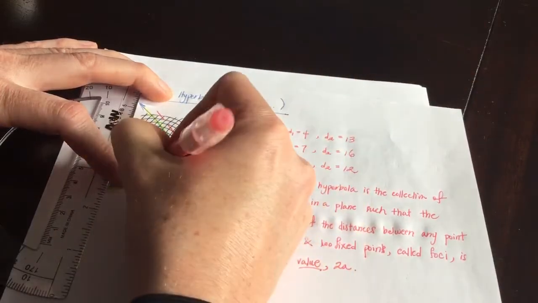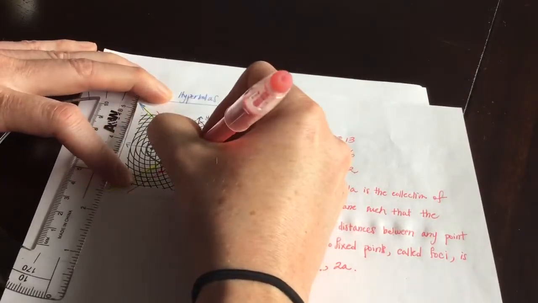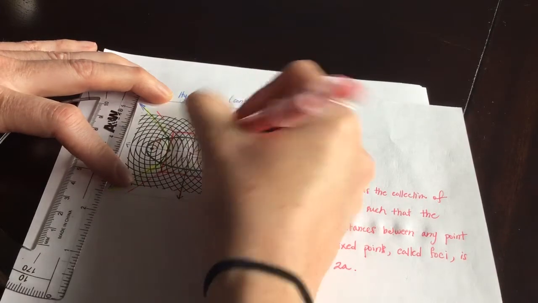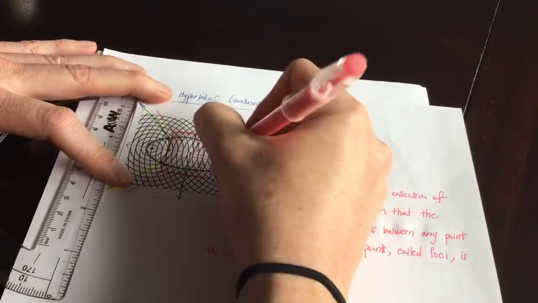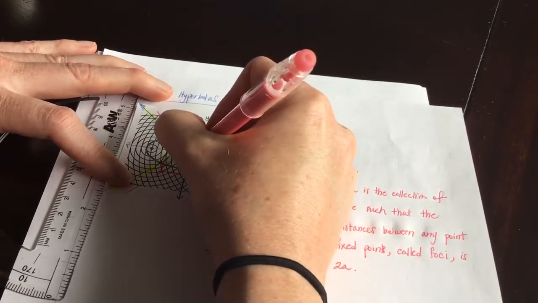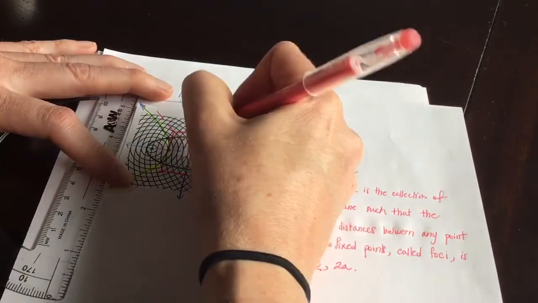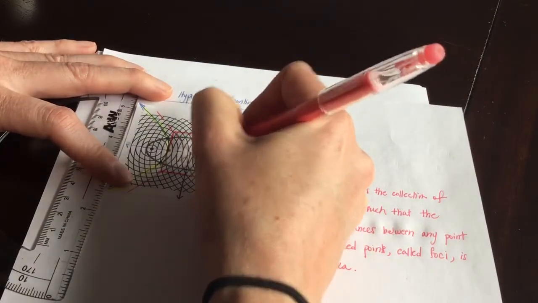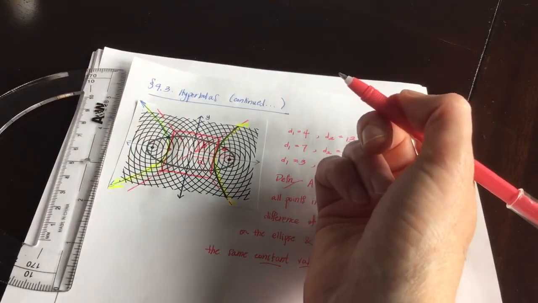Okay. So here's what this little boundary box helps me to know. This distance would be A right there. And then this distance would be B. And then the distance from the center to the focus would be C. There we go.